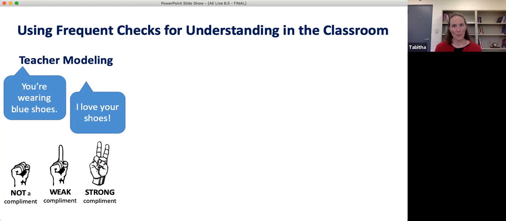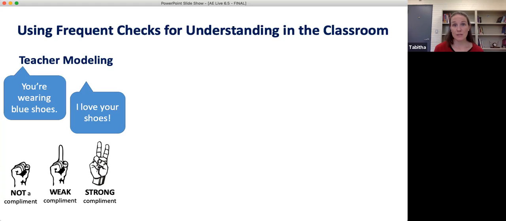Then she could say, "Wow, I love your shoes." And students would show two fingers, just so that's a pretty strong compliment. So this way, students are hearing a lot of examples, but they're also actively involved. They have a chance to show their understanding of what a compliment is. They're thinking critically about what they hear. You can be sure they're paying really good attention.